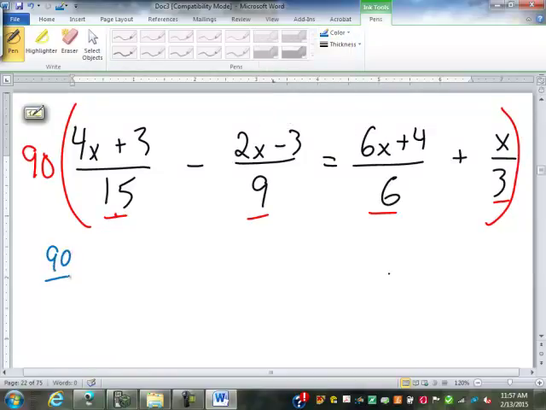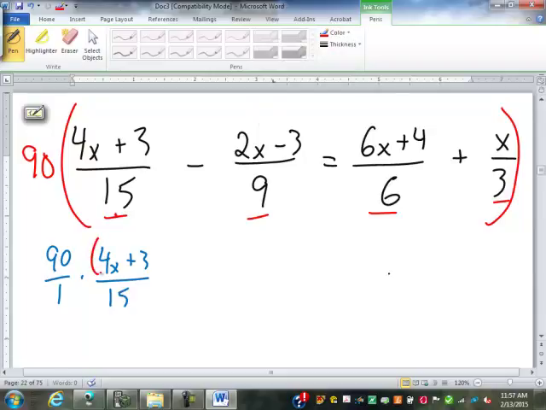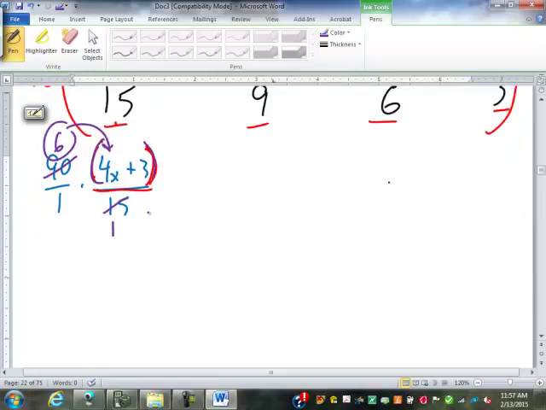So we have 90 over 1 times 4x plus 3 over 15. Now, whenever we do this, we need to make sure we put parentheses above this expression on the top of that fraction. Remember, that fraction bar means you have to do everything on top first. So even though they're not normally written, those parentheses are there. So now we can cross cancel here with the 15 and the 90 to give this a 1 and a 6. But now this 6 is distributed through the 4x plus 3. So 6 times 4x is 24x. 6 times 3 is 18, so plus 18.